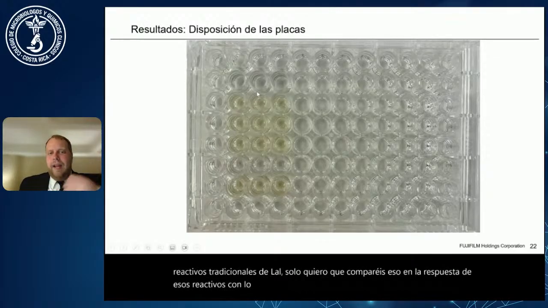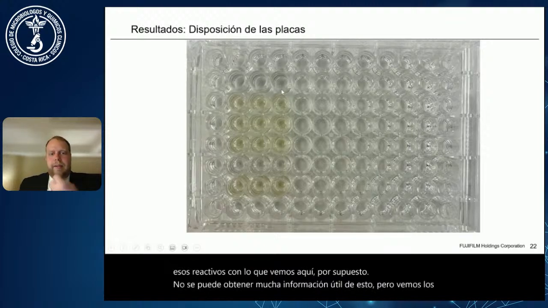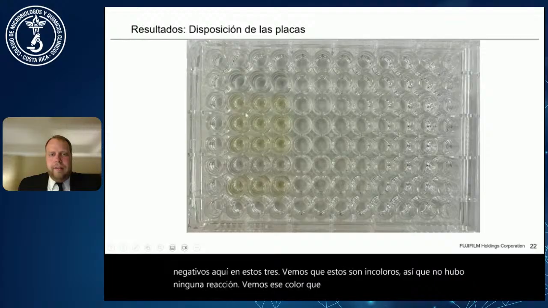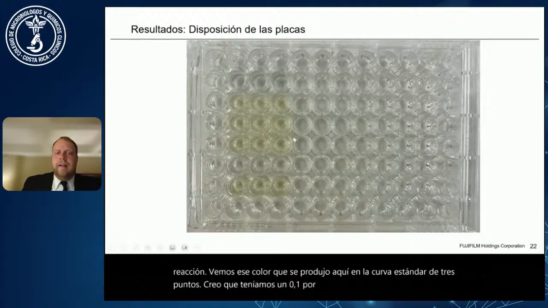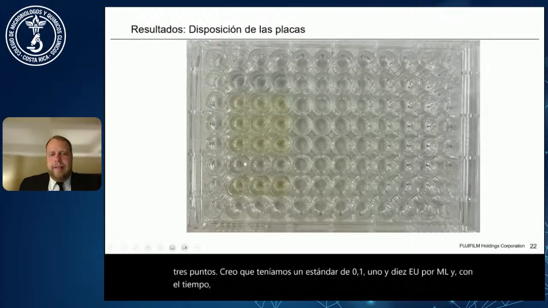Of course, not much useful information can be given from this, but we see the negative controls here in these 3. We see these are colorless, so no reaction took place. We see that color that was produced here in the 3-point standard curve. I believe we had a 0.1, a 1, and a 10 EU per ml standard. And over time, of course, that color is produced, and then the sample, and then the PPC here.